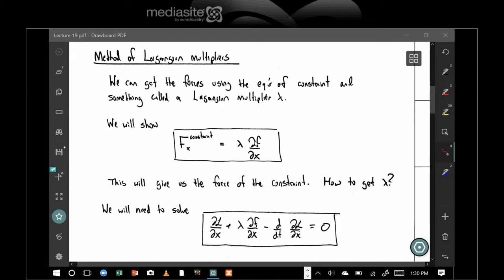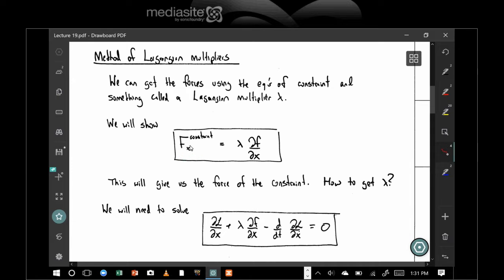We're going to use a method called the method of Lagrangian multipliers. This is a more general method that falls in the branch of the calculus of variations, and we're going to use it to get the constraint forces. What we're going to show in class is that lambda is what's called a Lagrangian multiplier, and I can modify the Euler-Lagrange equations to put these multipliers in. Once I have the multipliers in, I can calculate the force from an equation of constraint.